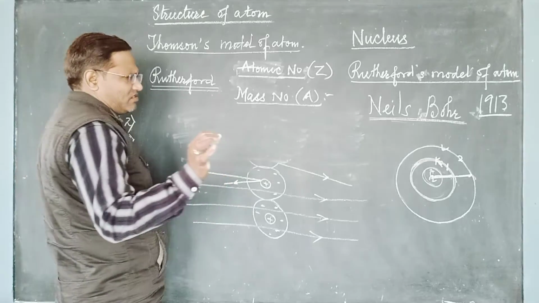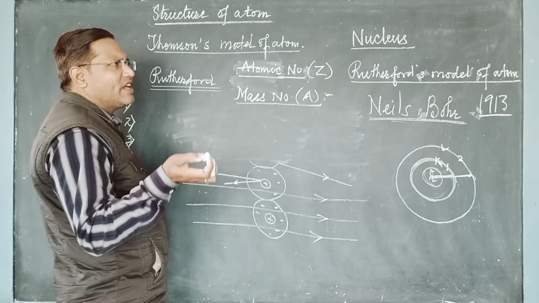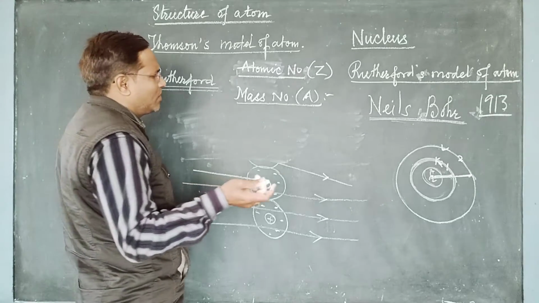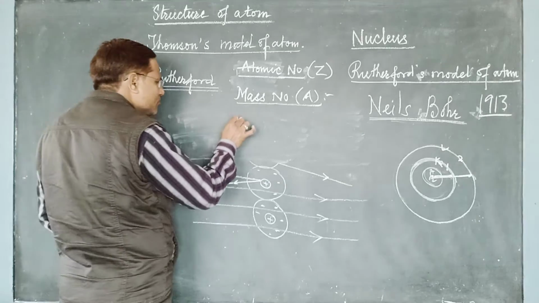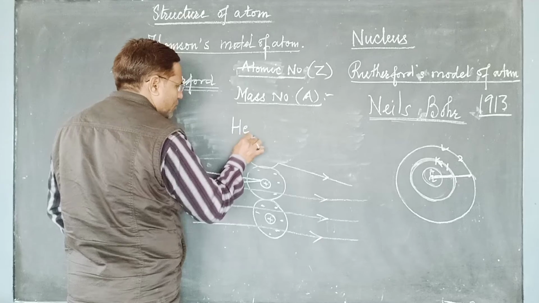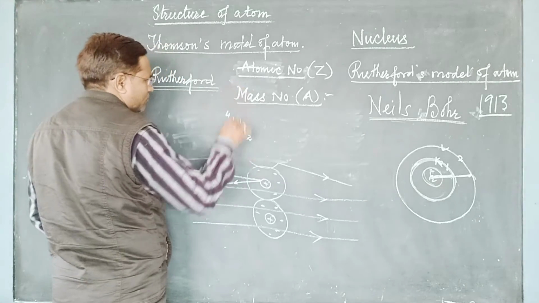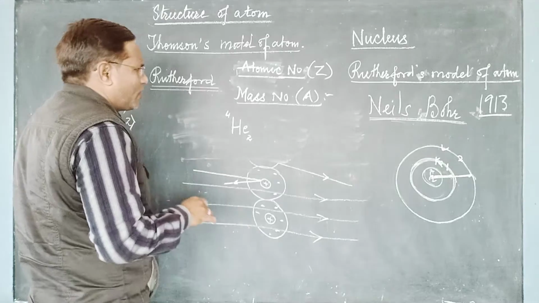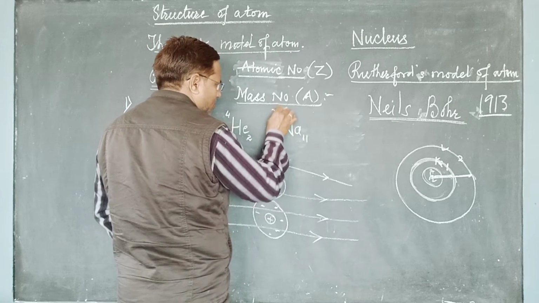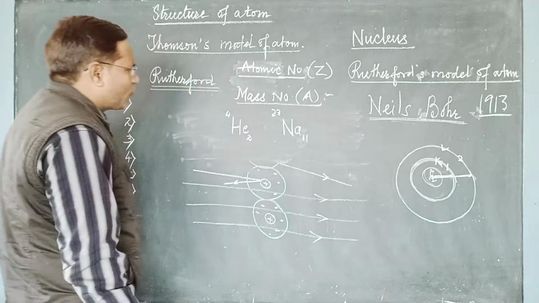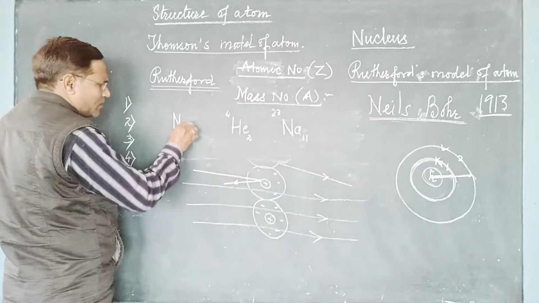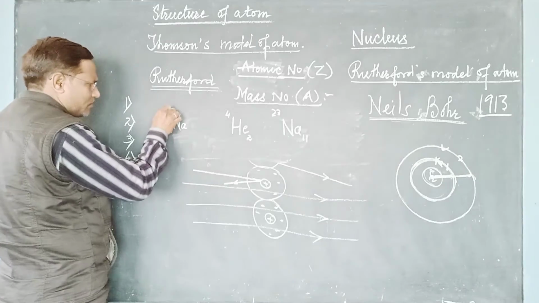When we are writing any atom and we want to write their atomic number and mass number, then we write in this way. Suppose we have helium, atomic number 2, mass number 4. For example, we have sodium, atomic number 11, mass number 23. In different books, different places, you may observe it written like this also. Both write on the same side.